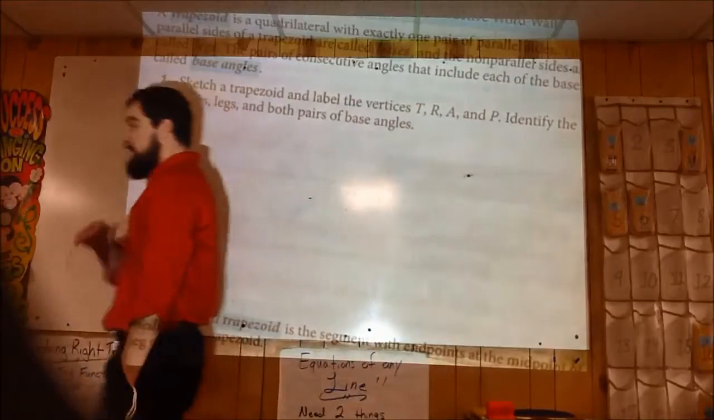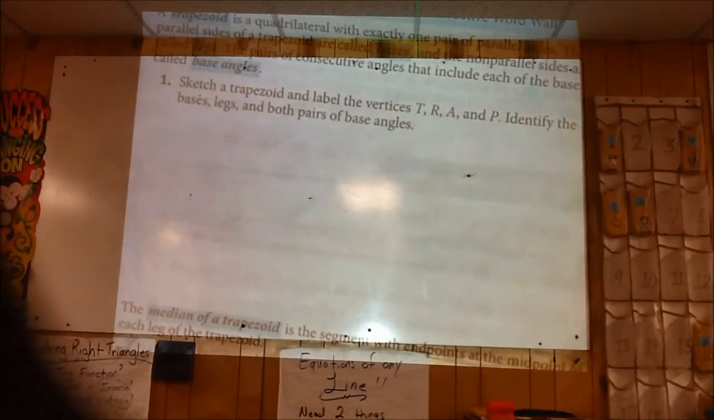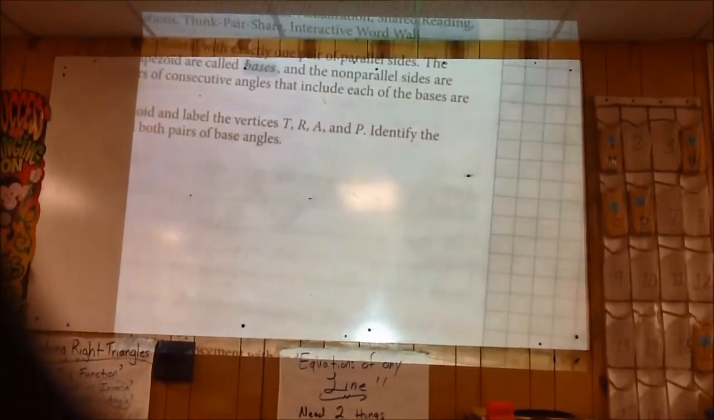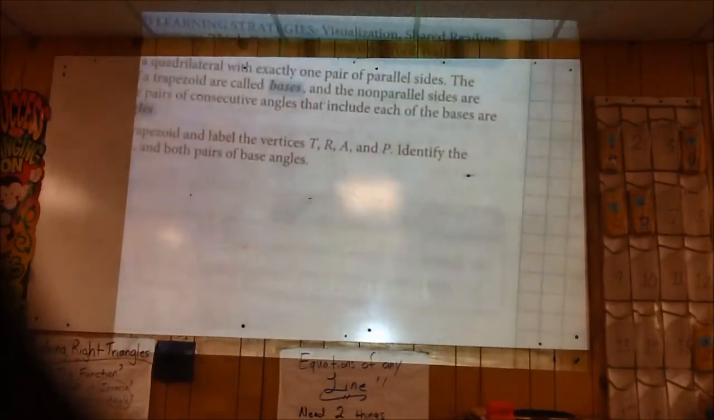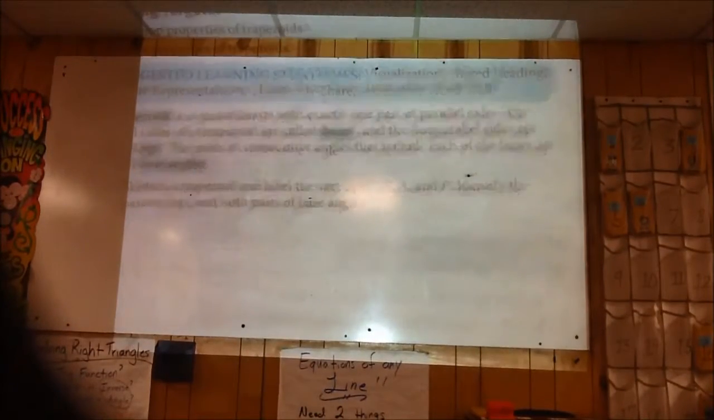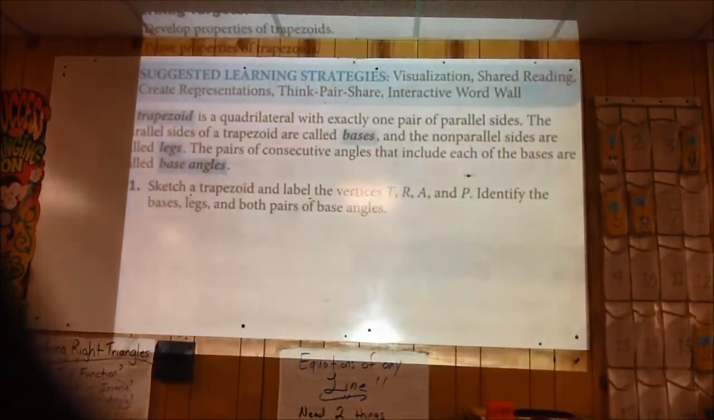Before we check your homework, I just want to review, kind of recap, this lesson 15-2. So at the very beginning, on page 209, it just tells us to identify the different parts of a trapezoid.